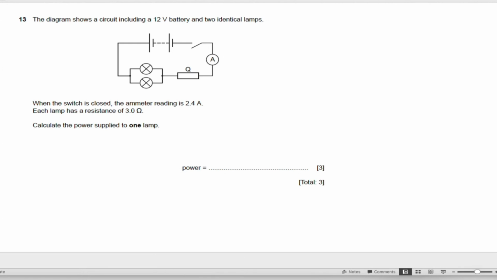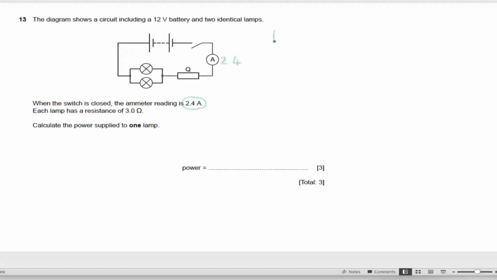One thing that I want you to take note of is the fact that the two lamps are drawn side by side. So here we have a parallel branch. And then we have series over here with component Q, and then we have the ammeter. So what we are going to do first is calculate the total circuit resistance by using the ammeter reading. We know that the ammeter reading is 2.4. How do I know this? It's given in the question.